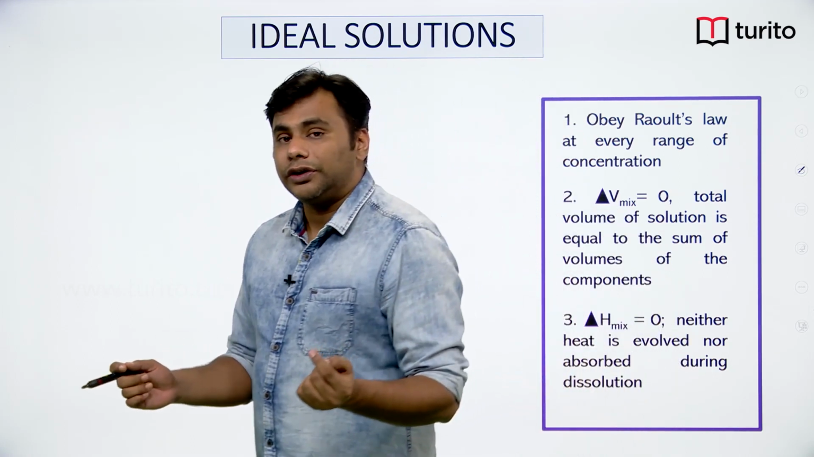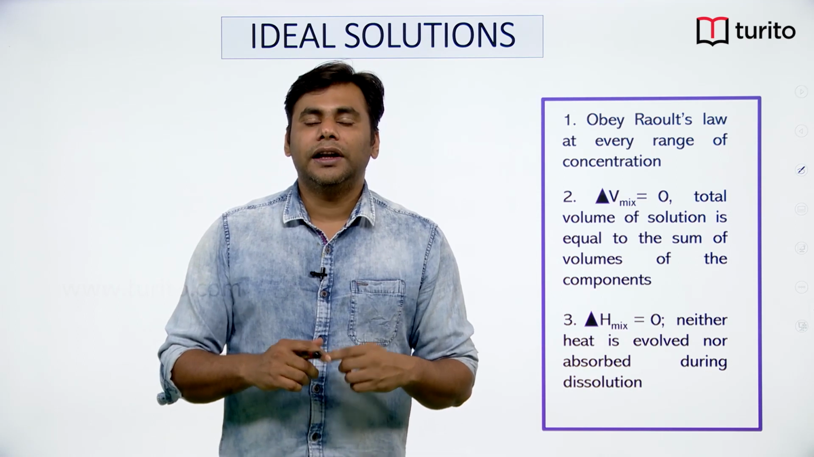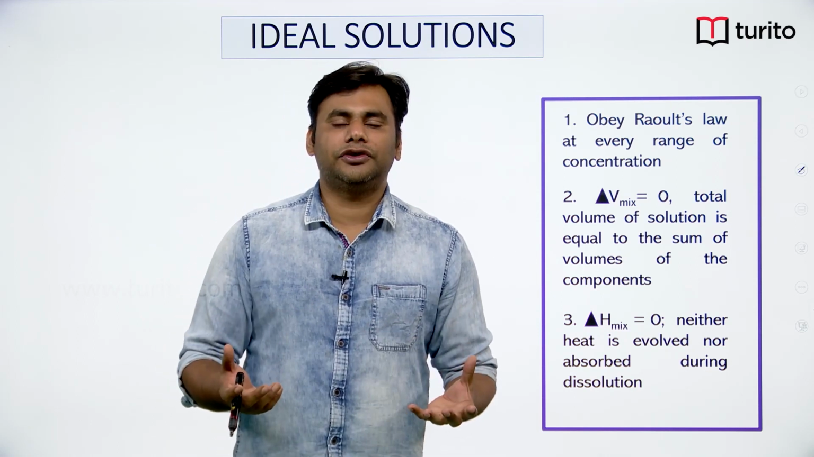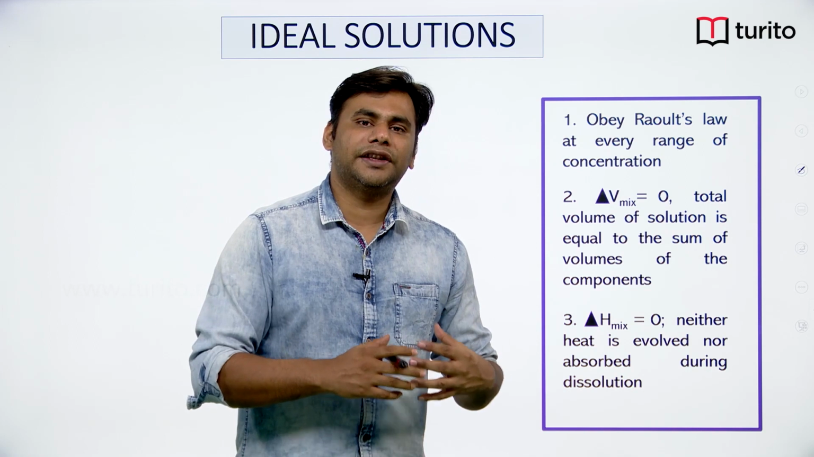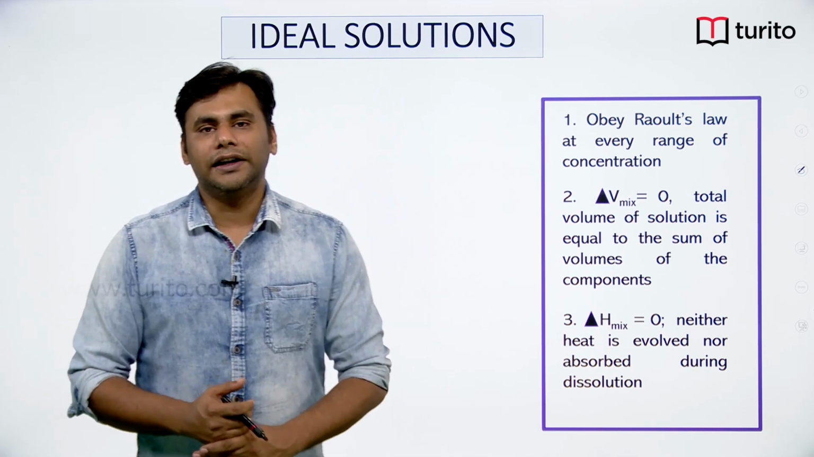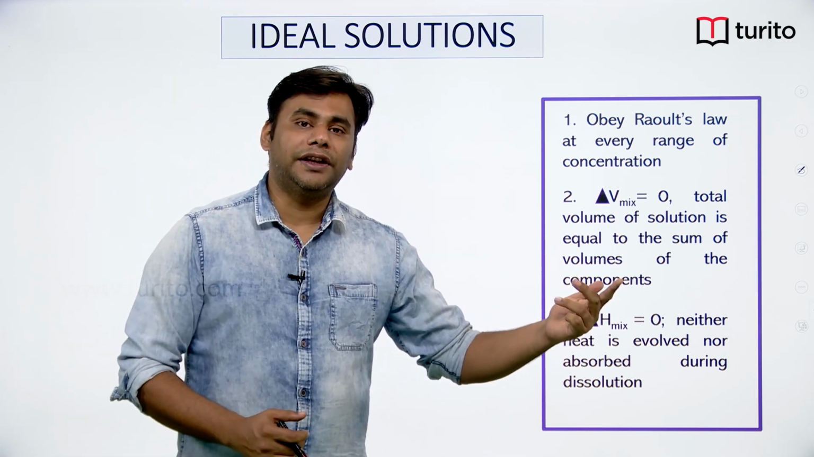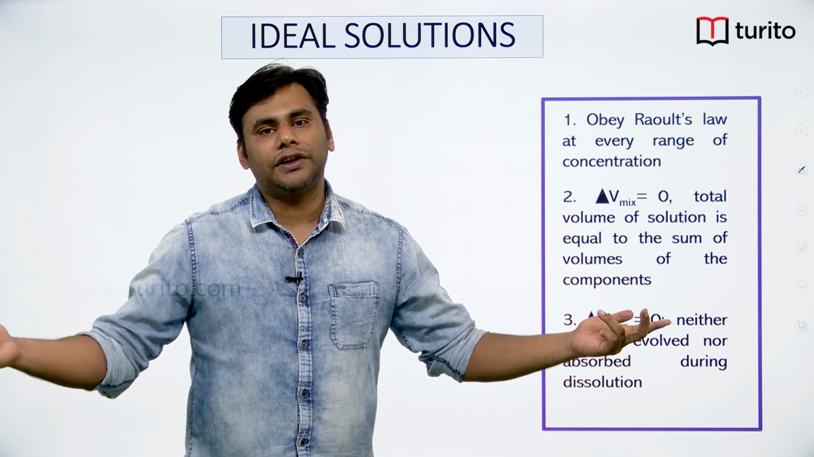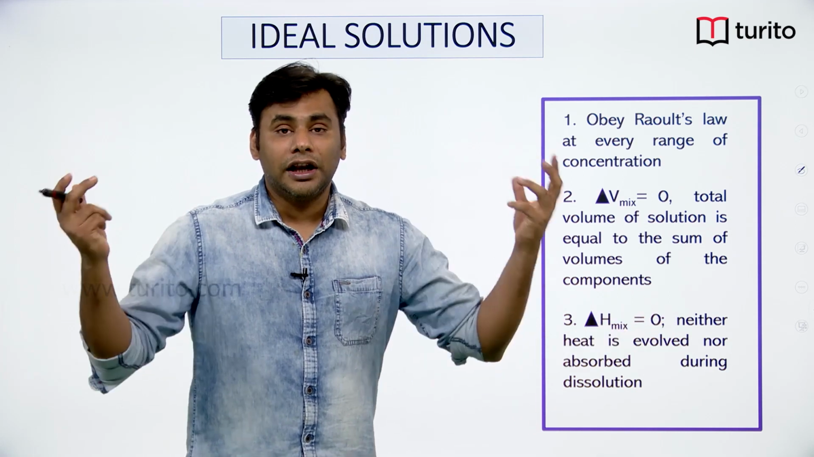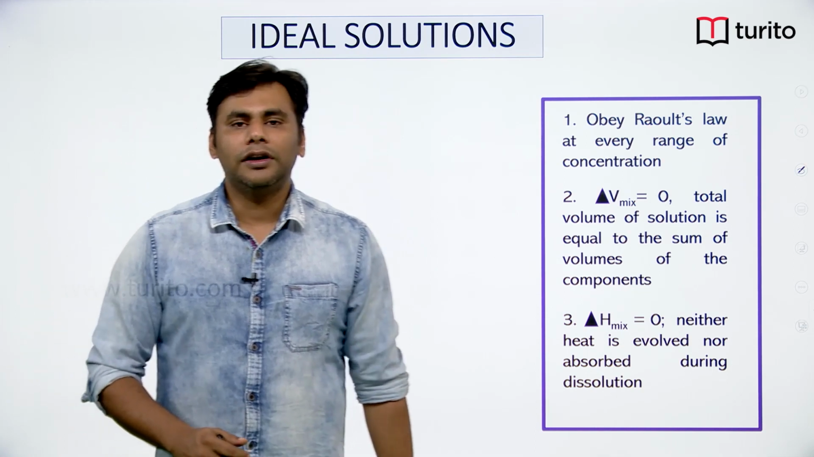Now an ideal solution is one where, when two components are mixed together, the surrounding does not change much, or remains the same as the initial one. We will call those solutions ideal solutions. That means whatever kind of interaction was happening between A and A, and whatever kind of interaction was happening between B and B, the new interaction between A and B is all the same.